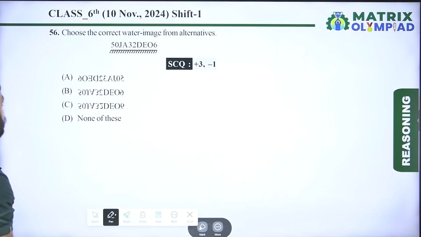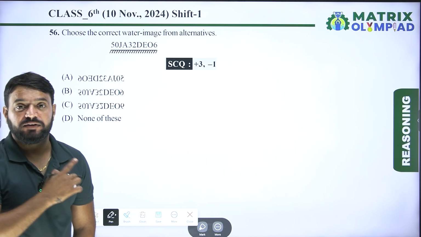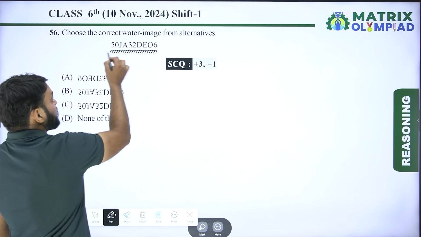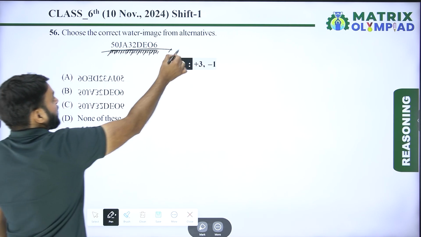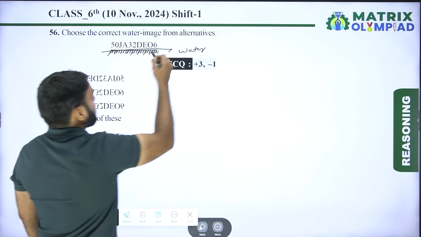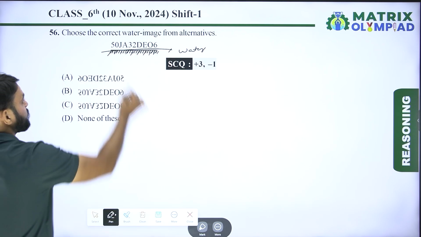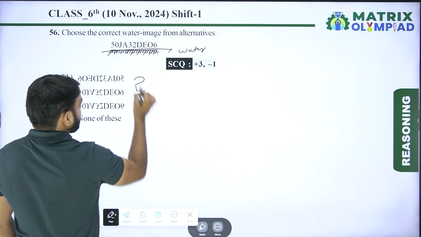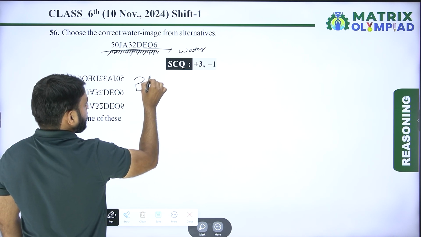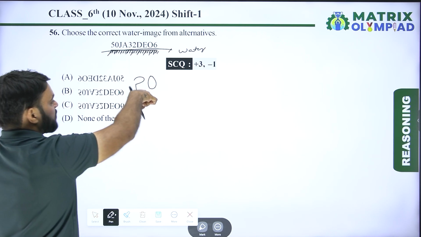So now the next question is question number 56. Choose the correct water image from the given alternatives. So find the water image of the given combination. The water image is always taken below the object. So here is the water image. Now find the water image of the given combination. First find the water image of 5. So the water image of 5 looks something like this. Now find the water image of 0. So the water image of 0 looks something like this.